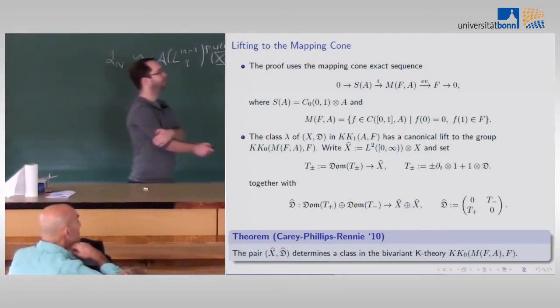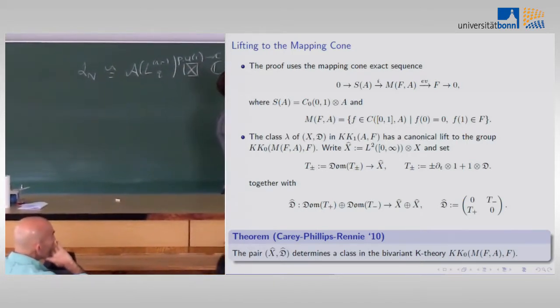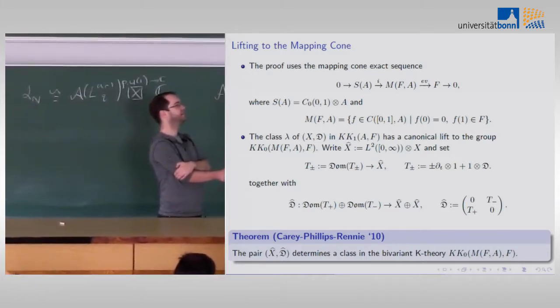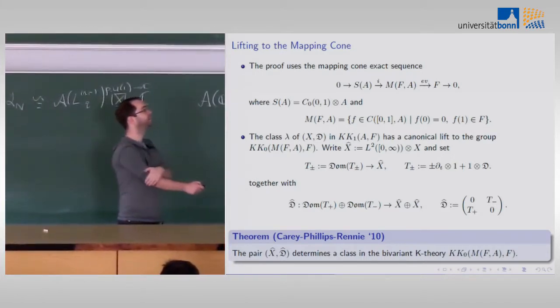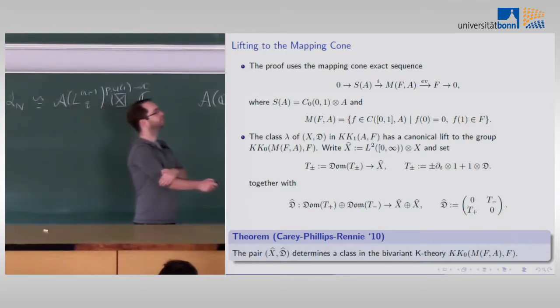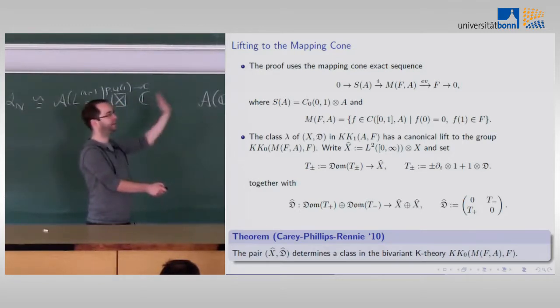Again, this will be familiar to a lot of you. So I have the suspension of my C-star algebra A, which is just functions from the interval into A vanishing at the endpoints, going to 0 at the endpoints, into the mapping cone. So I have an inclusion. And if I evaluate at the endpoint 1, I'll get a map into the fixed point algebra. This is the definition of the mapping cone, so it tells me that at the endpoint 1, I land in the C-star algebra F.